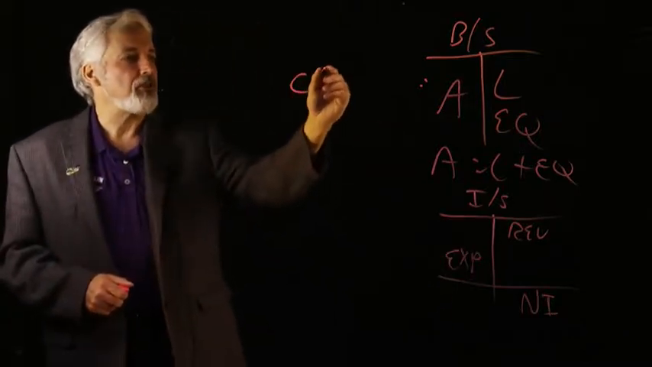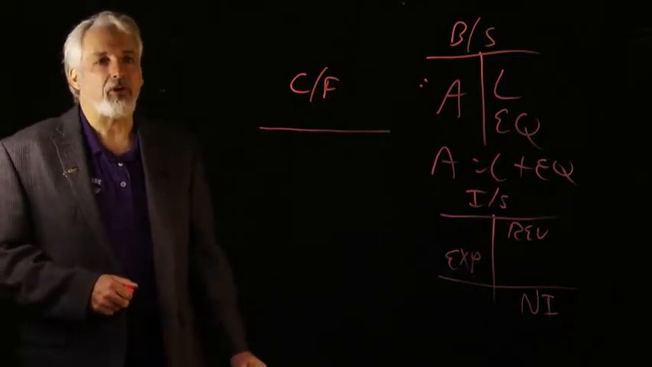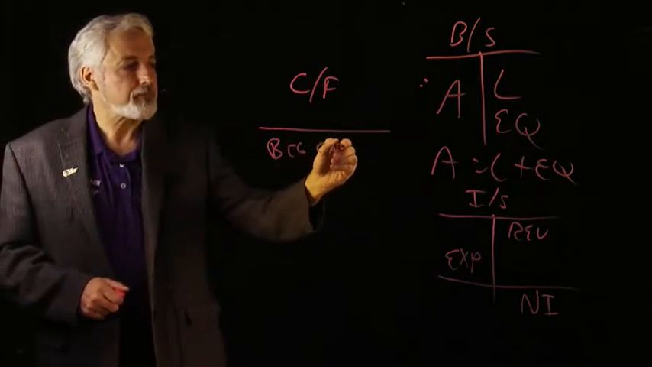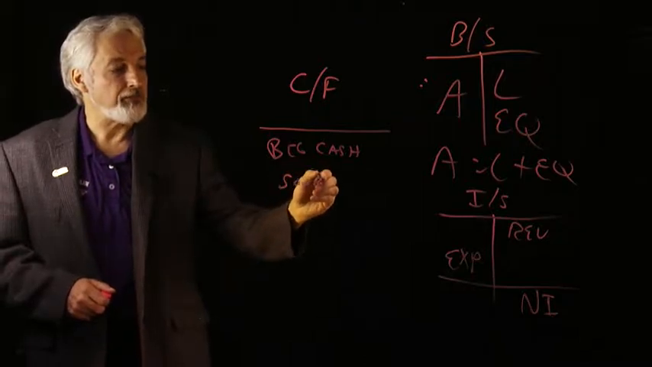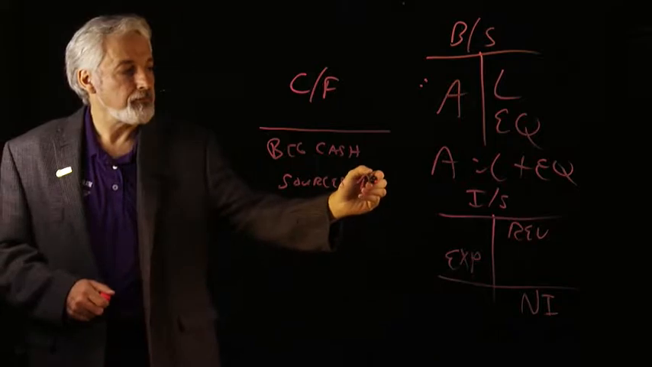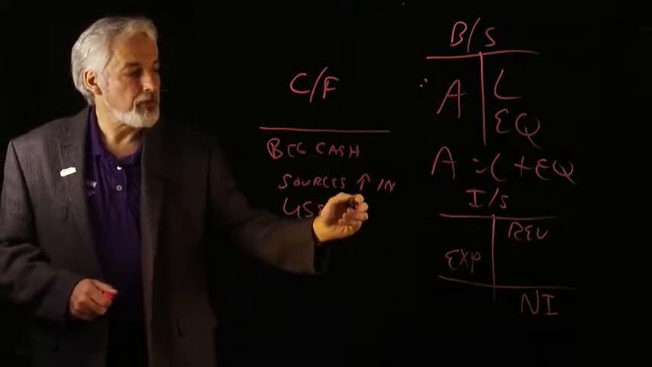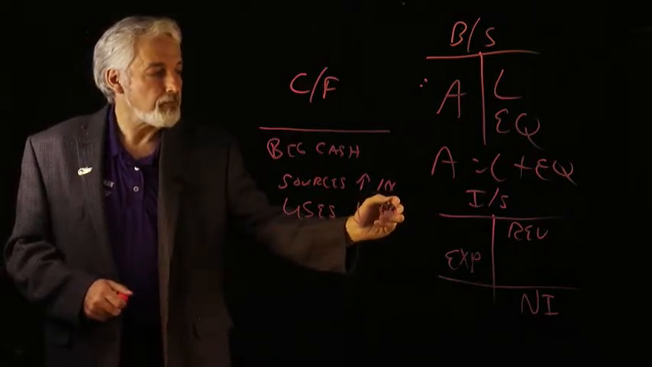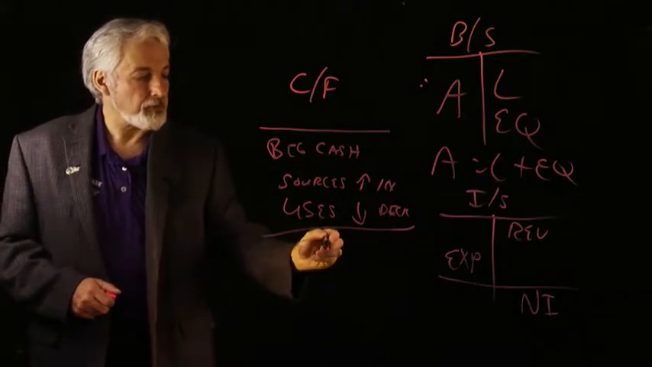But now we have a cash flow statement. And the cash flow statement is also a period of time. We start with beginning cash, and then we have sources or inflows, which are increasing, and then we have uses of cash or outflows, which will decrease. And then we have an ending cash.